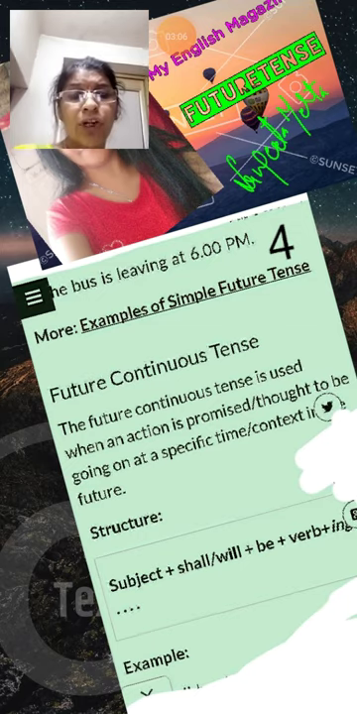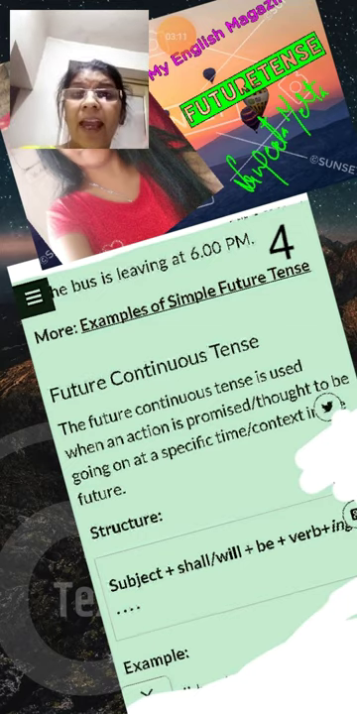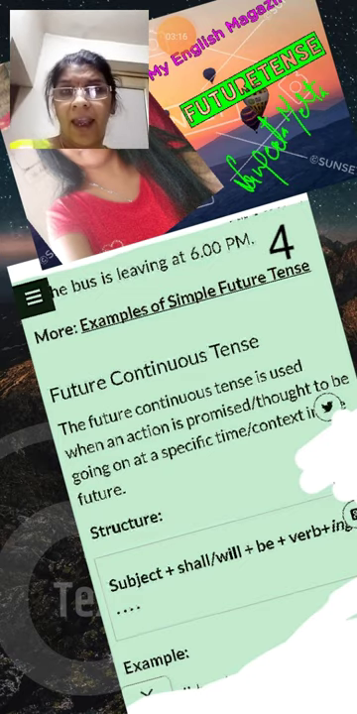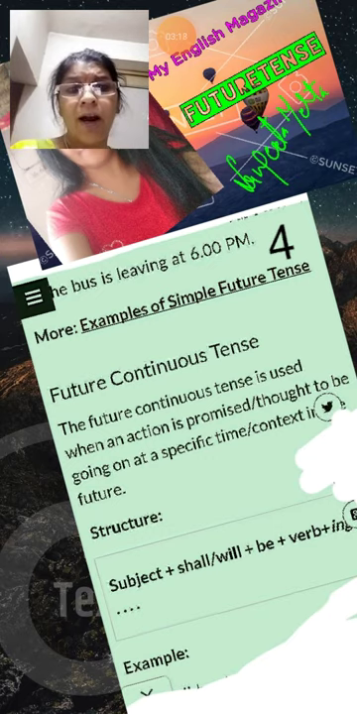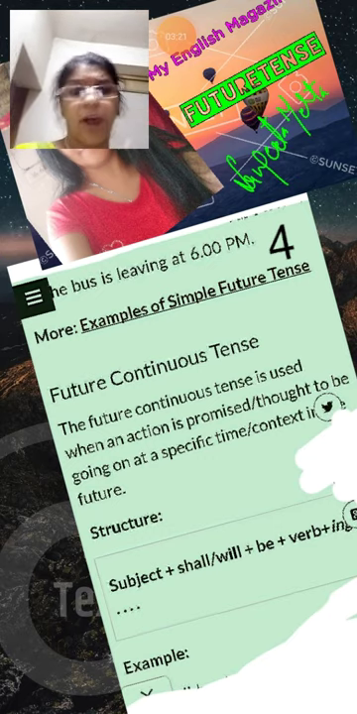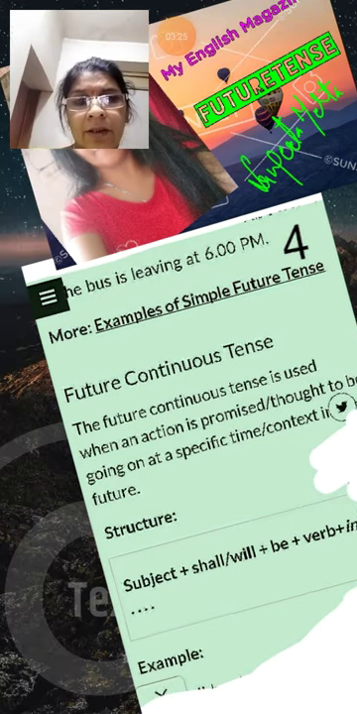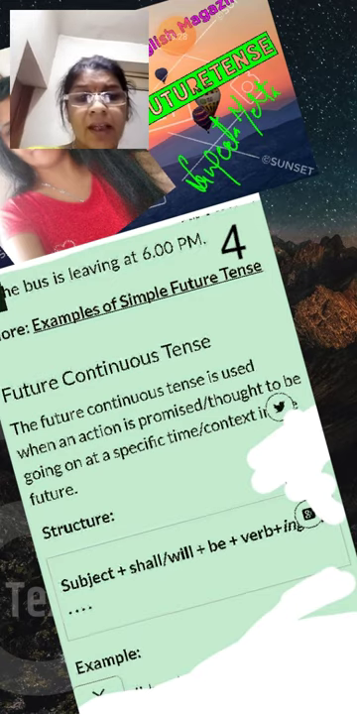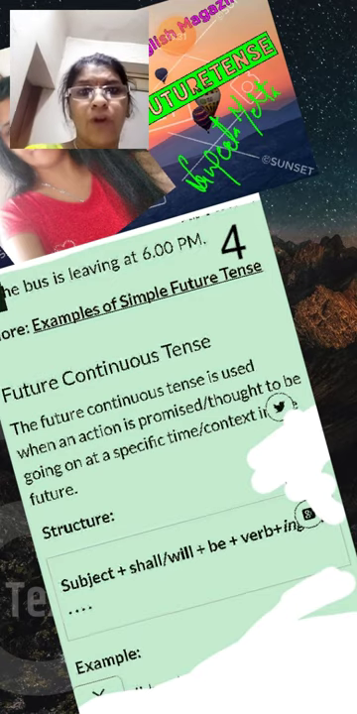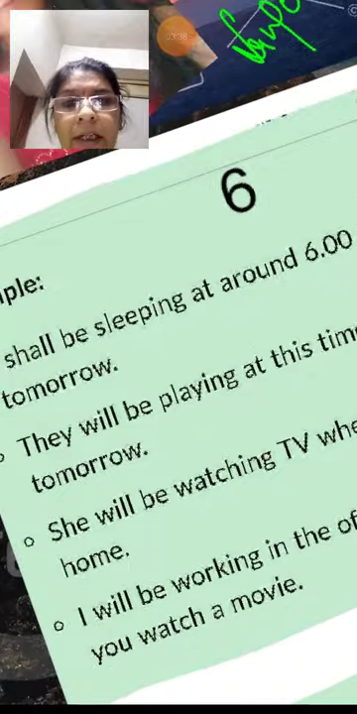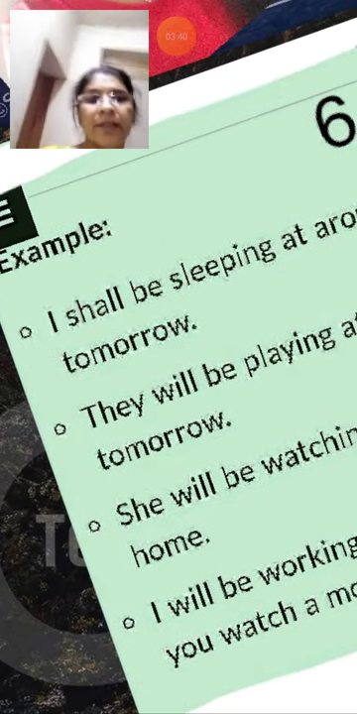The future continuous tense is used when an action is thought to be going on at a specific time, in a specific context. How is it used? So this is the future tense and the structure is: first of all, you use the subject, shall, will, be, verb plus ing. Okay, now I give the examples.